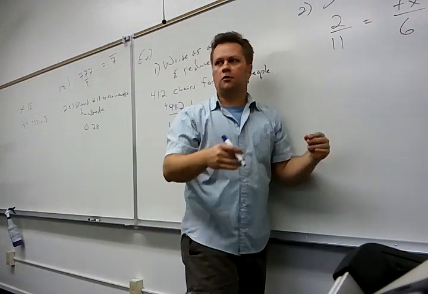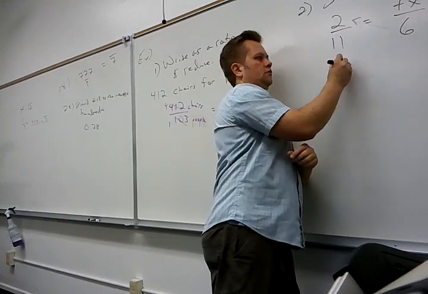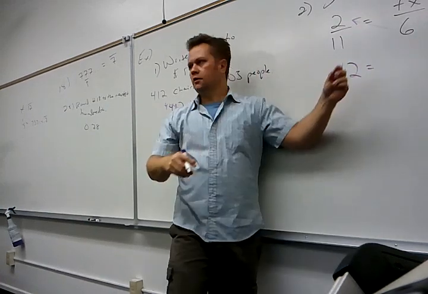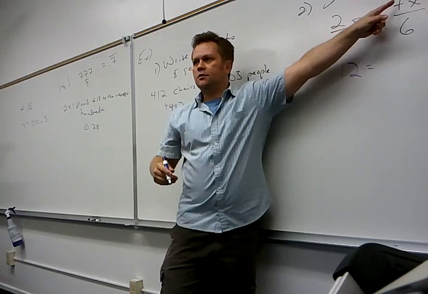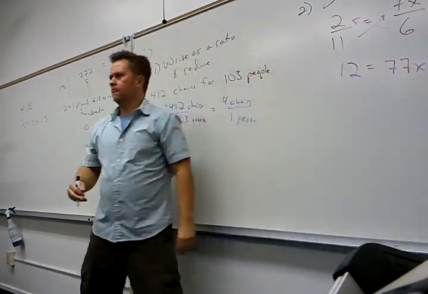So what does that mean, cross-multiply? 6 times 2 is 12. And, of course, the 11 times 7x is 77x. Cool. What if you flipped it?